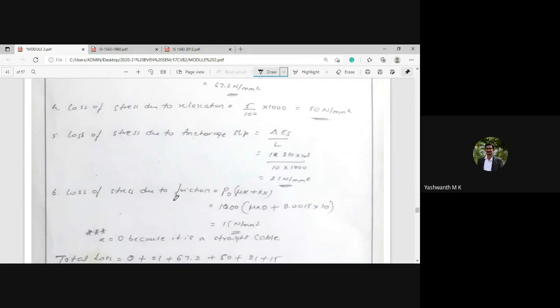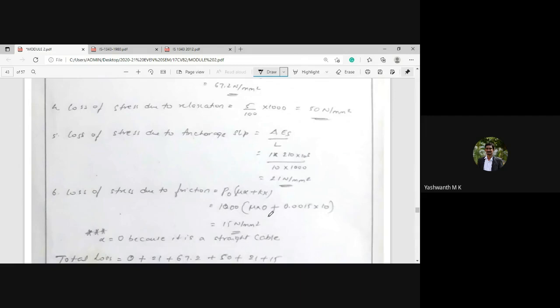Next, loss of pre-stress due to friction. That is Px equals P naught into (mu alpha plus Kx). This is the formula. When the value is small, we are going to neglect the exponential terms and are left with only Px equal to P naught into (mu alpha plus Kx). And we know what P naught is, that is the initial pre-stress.